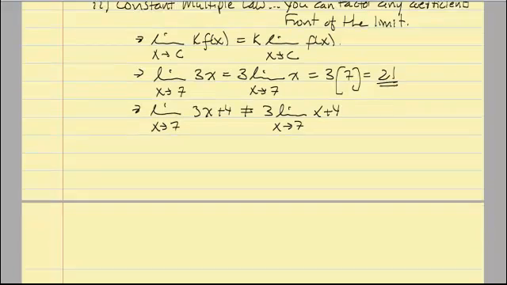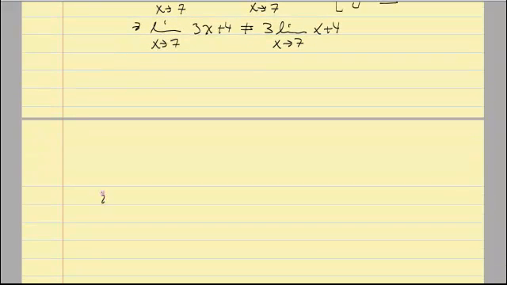The next law that I want to look at, let's scroll down a little bit, is the product law. Now those of you who have had some exposure to calculus before, this is not the product rule for differentiating. This is the product law of limits. This is similar to the sum. The limit of a product is the product of the limits.